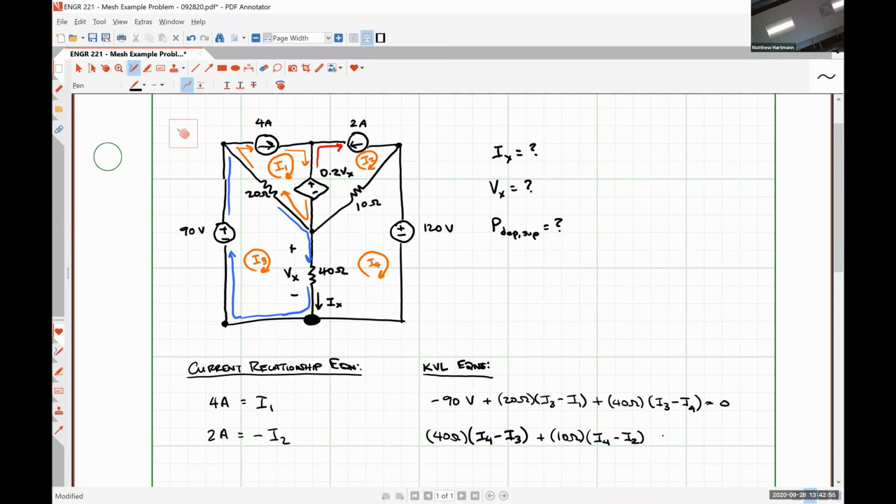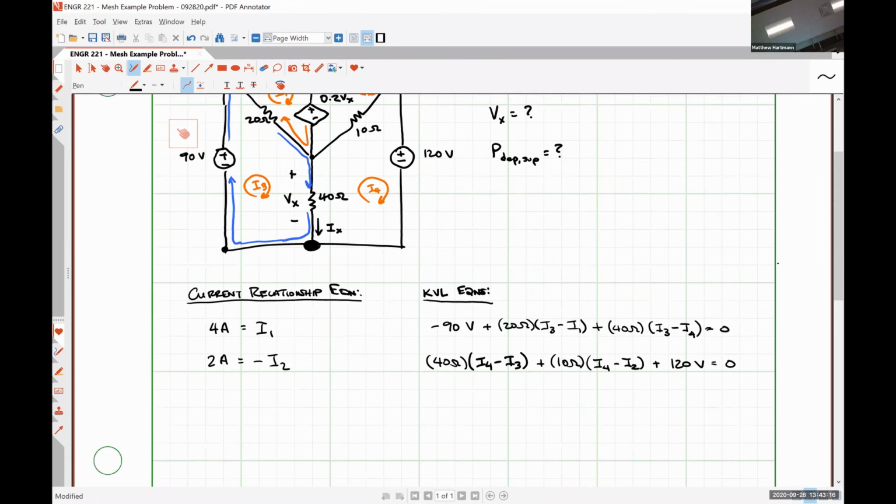Alrighty, what do we see next? 120 volts. Do we see the positive polarity terminal or negative polarity terminal first? Positive. Yep. So there we go. And now we've ended at the place where we began, so we set it equal to 0.